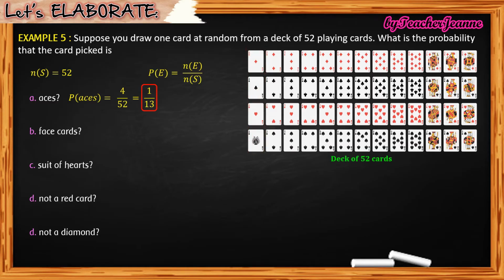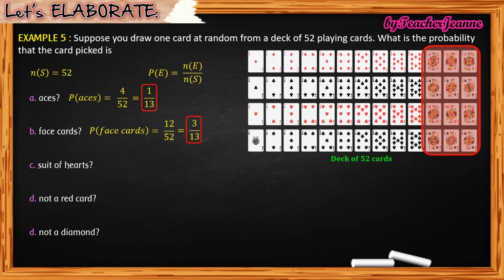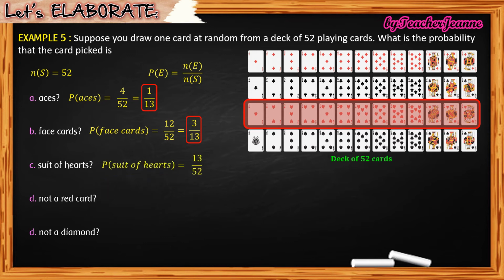For letter B, the probability that the card picked is a face card, we have 12 out of 52. So 12 and 52 have the greatest common factor, which is 4. 12 divided by 4 is 3. 52 divided by 4 is 13. So we have 3 over 13 as the final answer, or the simplest form. For letter C, the probability that the card picked is a heart, we have 13 over 52. And the greatest common factor of 13 and 52 is 13. So 13 divided by 13 is 1 and 52 divided by 13 is 4. So we have 1 over 4, or 1/4, as the simplest form.